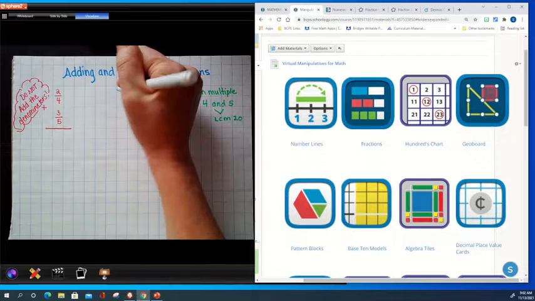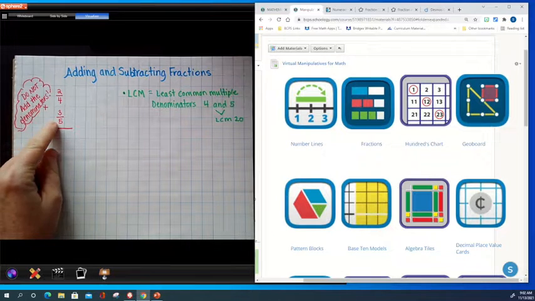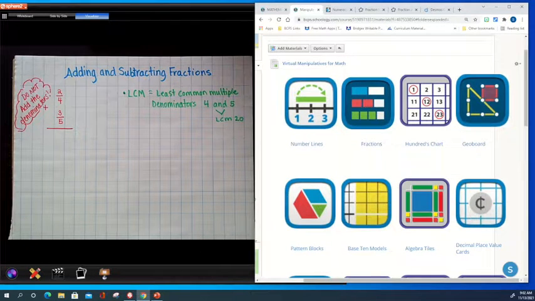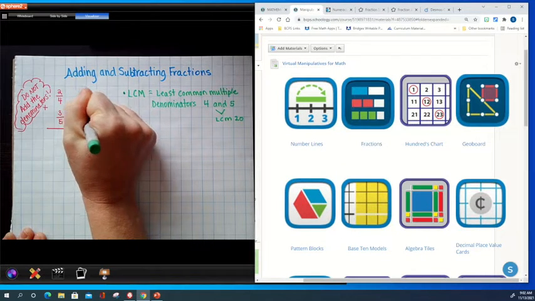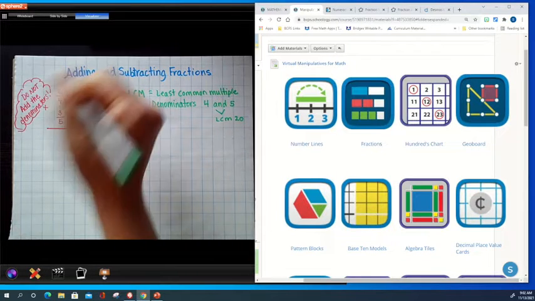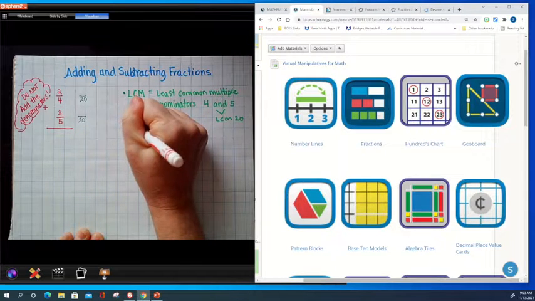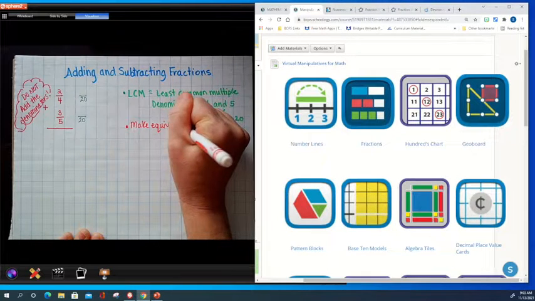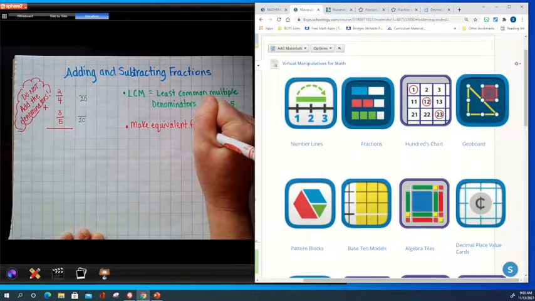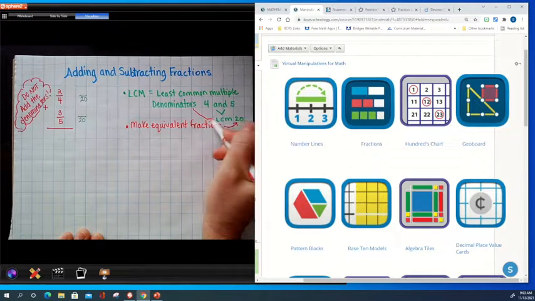Okay, so we just did our first step. We know that the least common multiple of 4 and 5 is 20. So we want to create fractions that are out of 20. That's our goal, to create fractions that are out of 20. That would be equivalent fractions. Make equivalent fractions. Next step. Now, we're making equivalent fractions using the LCM as our denominator. So the denominator has to be 20.